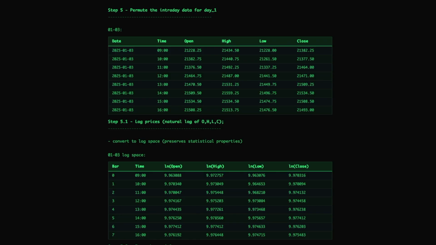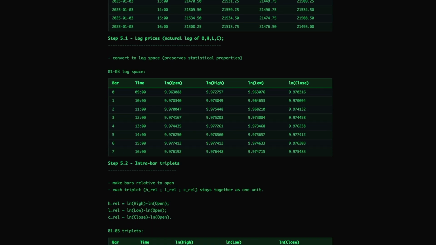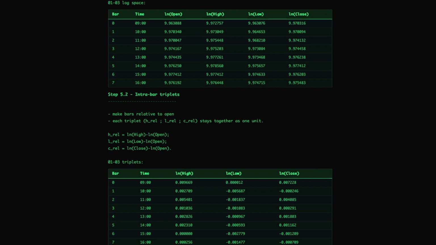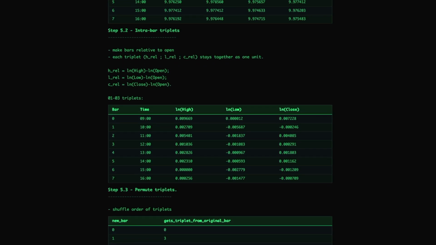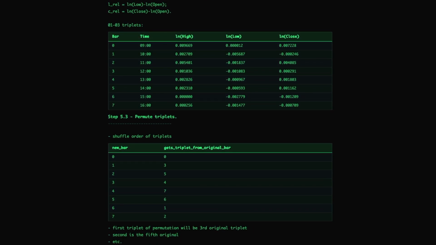Step 5.2 is to create the intrabar triplets. Now we put prices in terms relative to their open. Each triplet stays together as one unit. We compute triplets for all 8 bars. Step 5.3. We permute the triplets. We have 7 non-basis triplets. Here we're shuffling their order. So the first triplet in our permuted day will be the third triplet in the original day. Remember, we keep the first bar the same.